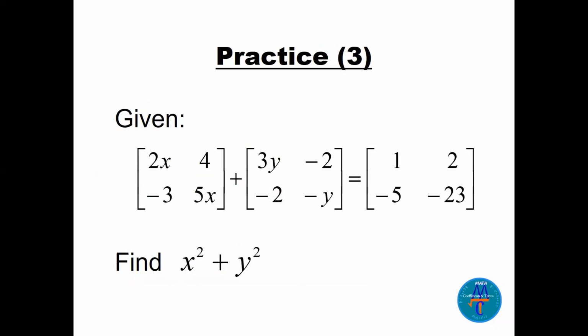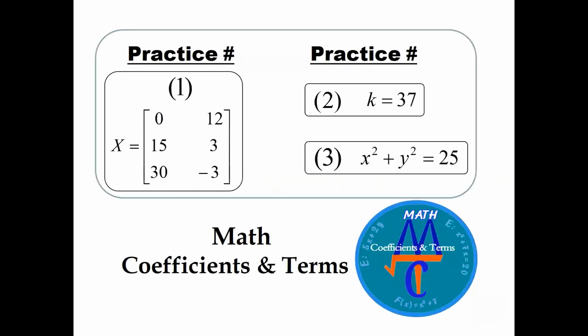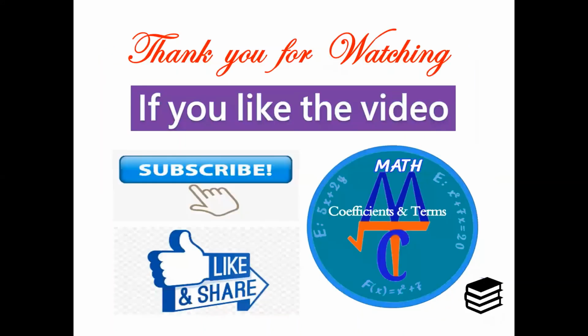Nice. Question number 3. Also, we have a matrix 2 by 2 plus another matrix 2 by 2 equal to this one, 1, 2, minus 5, minus 23. Find x squared plus y squared. The method is very clear here. You add, then you equate, make it equal. Find x, find y, square the x, square the y, add. The answers, usually only the answers, are in the last slide, practice number 1, 2, and 3.